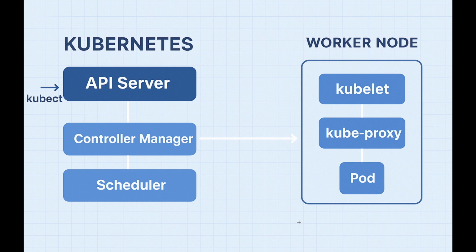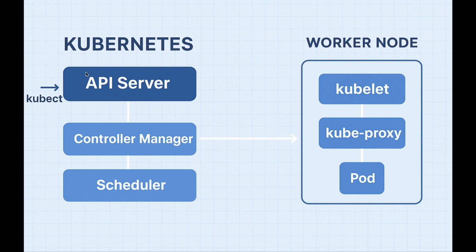Now we will try to understand, one by one, all the main components of Kubernetes, whether with respect to the control plane or the worker node. To begin with, at the heart of Kubernetes lies the control plane. Consider it the brain of your cluster. It makes all the global decisions about the cluster, whether it be scheduling, scaling, or maintaining the desired state. First we will discuss the components of the control plane.